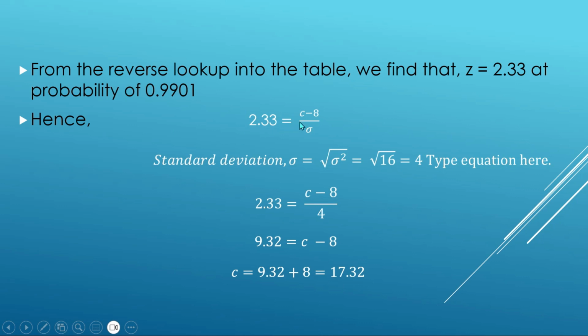Hence, 2.33 is equal to (c minus 8) over sigma. Sigma is the standard deviation. We know the variance, so sigma is equal to the square root of sigma squared, which is equal to 4. Now we just put the value of sigma in the equation, and finally we get c is equal to 17.32. So, at significance level 1%, the value of c is equal to 17.32.